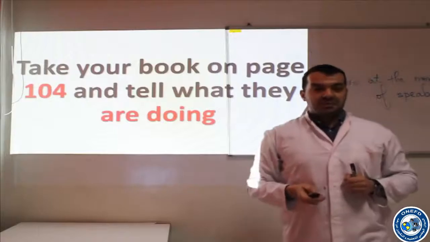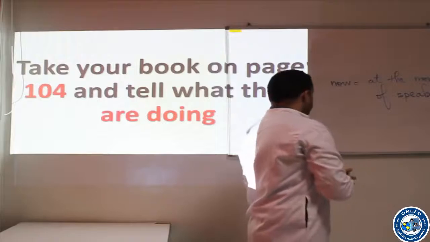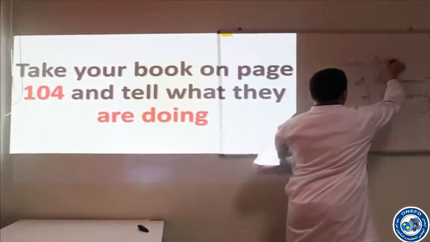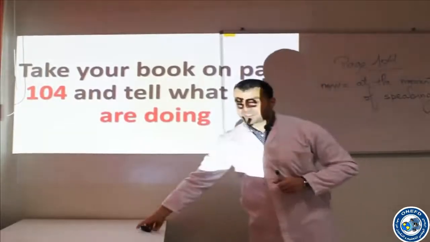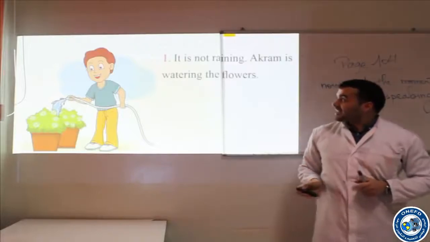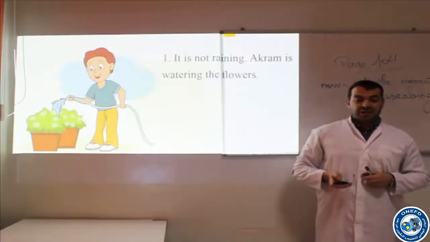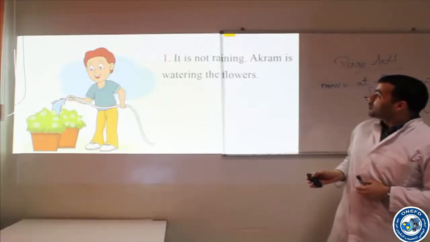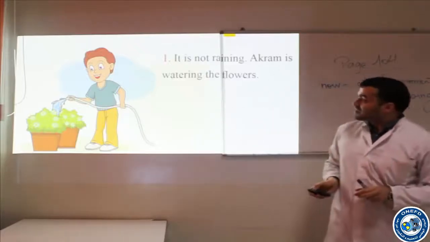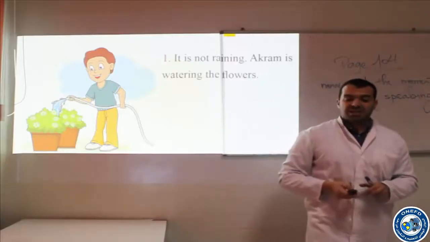Well, now my dear pupils, please take your book on page 104, and tell what they are doing. First of all, let's start with Akram. So this is your friend Akram. What is he doing now? Akram is watering the flowers, the verb to water. These are the flowers. So Akram is watering the flowers.